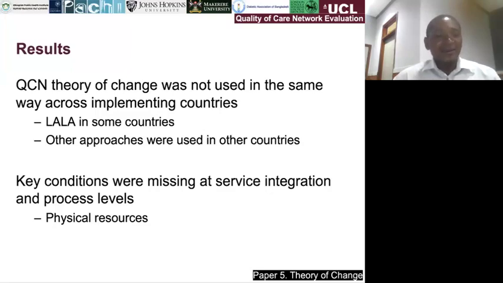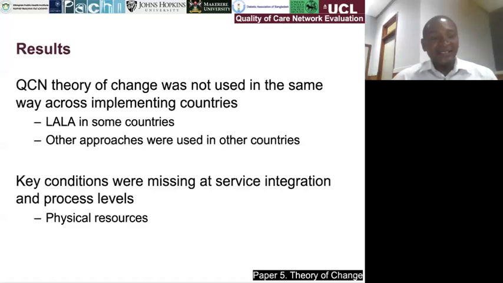So we find that the quality of care network theory of change was not used in the same way across implementing countries. You have heard from previous presentations that the theory of change was set to be the approach that should guide implementation in the quality of care network countries. However, we found that other approaches were also used, such as the PDCA, which looks at planning, doing, checking and action, in Uganda, and also the 5S approach that looks at sorting, setting in order, shining, standardizing, as well as sustaining, in Malawi.